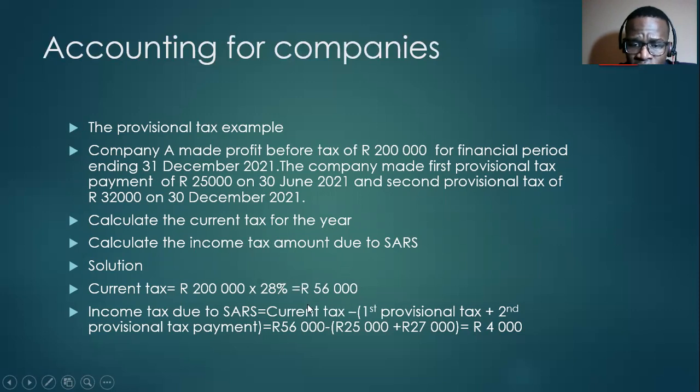the current tax that you owe SARS, but so that SARS reduces the burden of you having to pay that current tax as is determined at the end of the year, right? It allows you to pay provisional tax of 25,000 and that of 27,000 that you've paid during the year. Then it means when you determine your current tax, you owe 56,000, but you already paid 25 and 27. Then it means you only owe SARS 4,000.